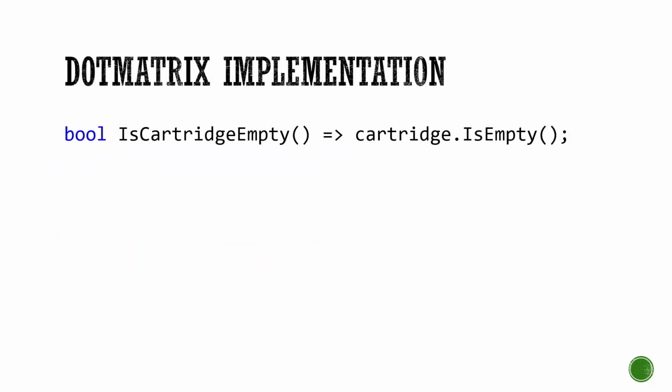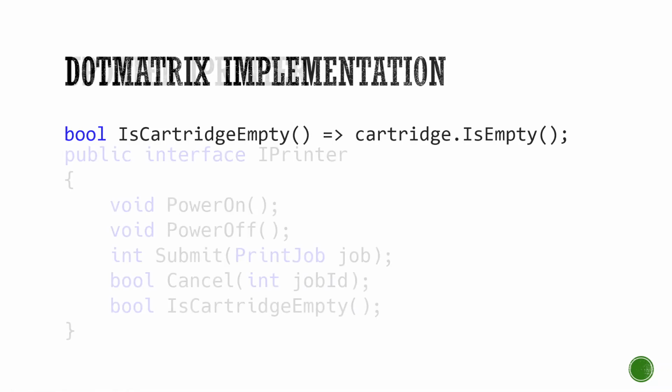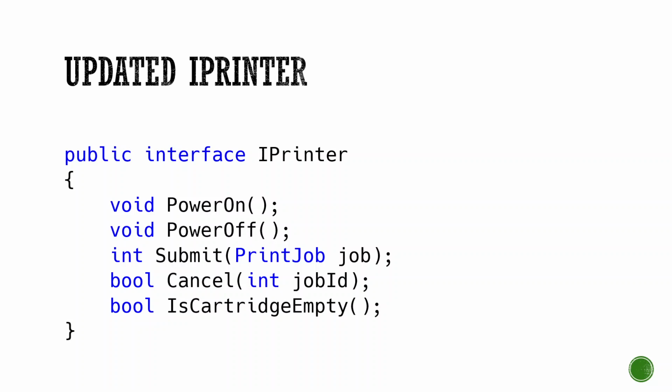So now we add an isCartridgeEmpty method to dot matrix printer, a straightforward implementation. You can see isCartridgeEmpty. So we have one ribbon cartridge. We check is empty and then we just return the status. Now our driver doesn't know dot matrix printer. It knows only iPrinter. So we add this isCartridgeEmpty method to the iPrinter interface itself.